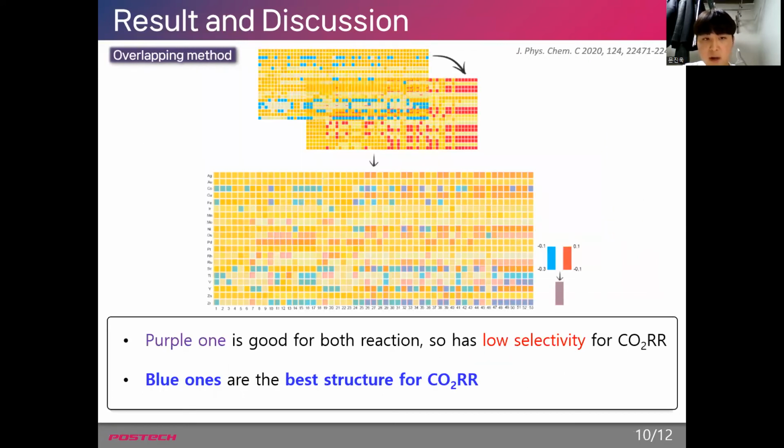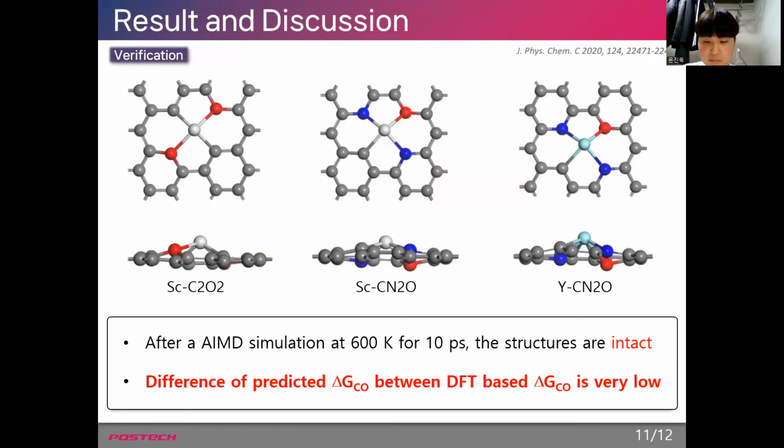We use the overlapping method, which overlaps the previous two heat maps to consider both reactions. The purple color means that it has good performance for both CO2RR and HER. Therefore, these catalysts have low selectivity for CO2RR. Therefore, blue ones are the best catalysts for CO2RR. This process is final, and 94 catalysts out of 10,060 candidates can be proposed.